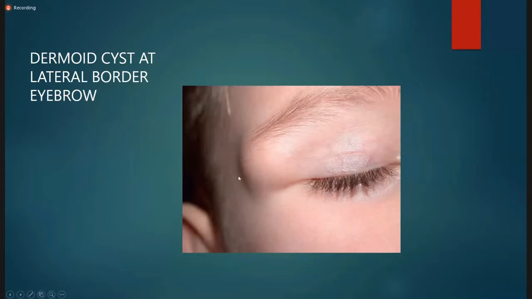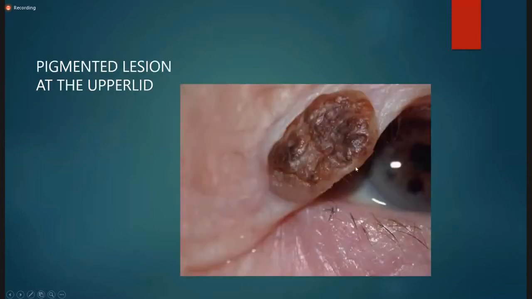You can see there is a painless swelling which is movable at the outer canthus. This is outer canthus, the inner canthus, middle canthus. This is ear. So this is outer or lateral canthus. And just above the lateral canthus lies a painless swelling. It is dermoid cyst. You can see this is the upper lid, lower lid, and this is a lesion temporally. You can see a pigmented lesion at the upper lid.